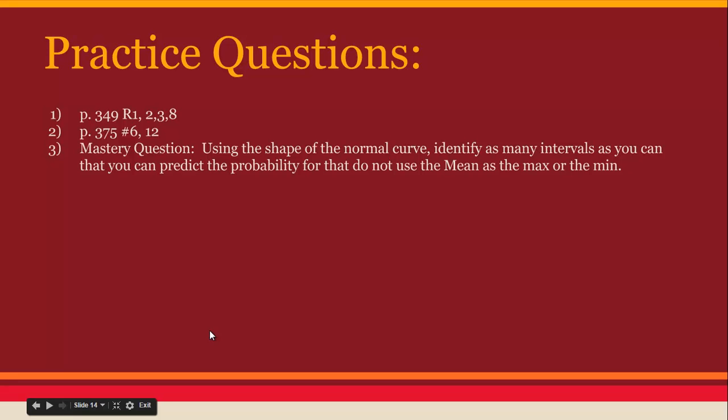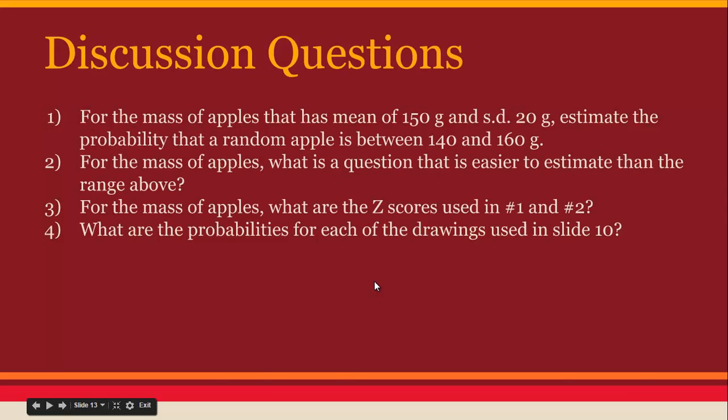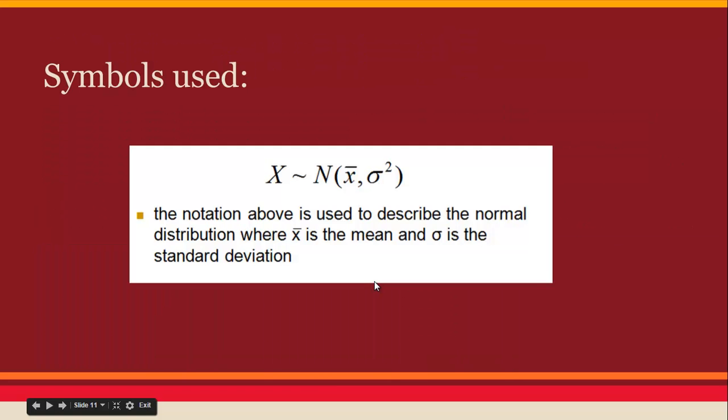Okay. Some questions there to practice from the textbook and a mastery question. So this is what the mastery question will basically look like. Using the shape of the normal curve, I really want you to understand as many of these intervals as you can. And 3 of them are given when you're at exact standard deviations. And so using those 3 numbers, 68, 95, 99.7, I want you to predict as many probabilities as you can that don't use the mean.